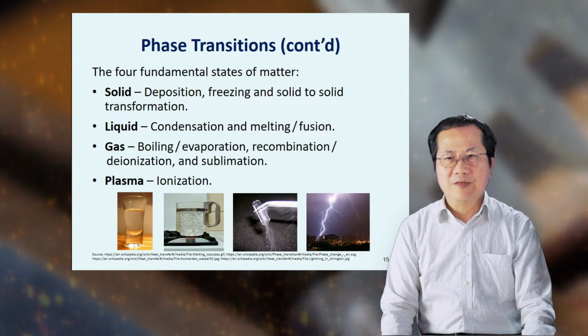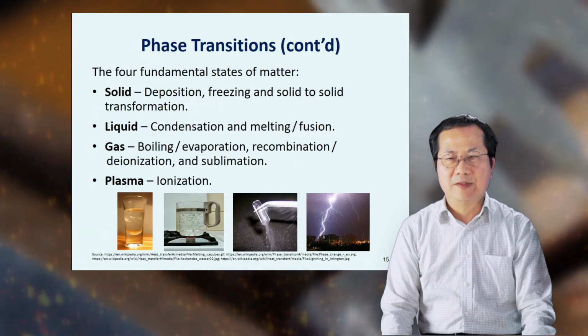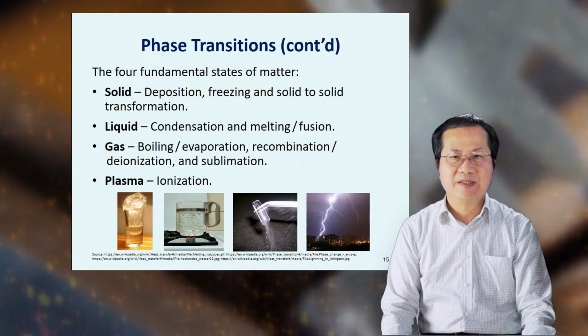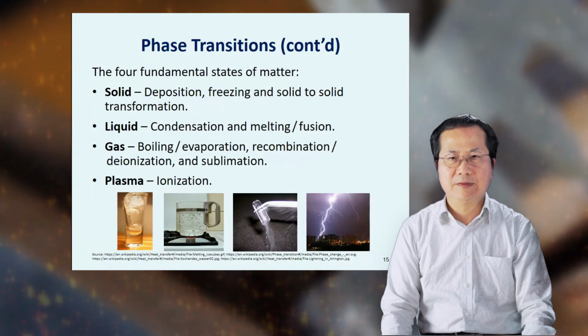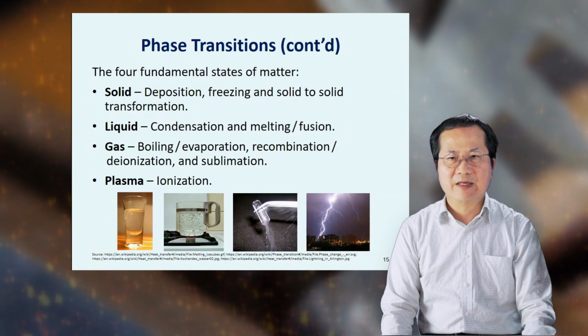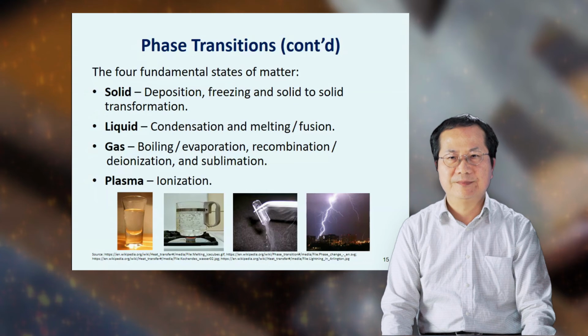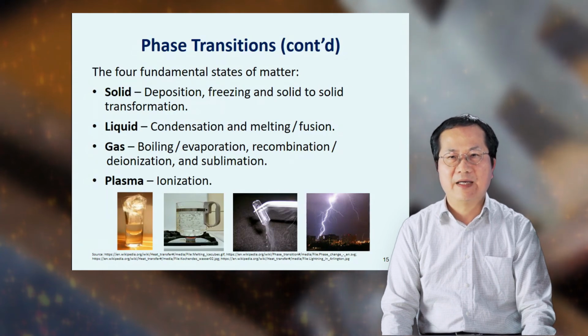Phase transition involves the four fundamental states of matter. First, solid: deposition, freezing, and solid-to-solid transformation. Second, gas: boiling, evaporation, recombination, deionization, and sublimation. Third, liquid: condensation, melting and fusion. And the last one, plasma: ionization.